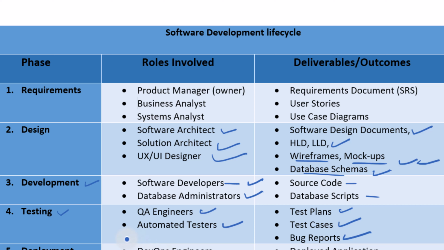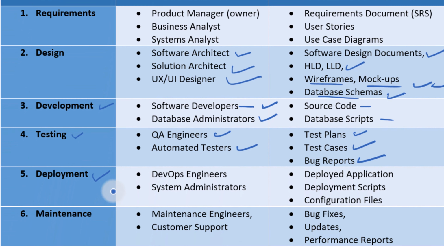Next, we have the deployment phase. DevOps engineers and system administrators are involved. Deliverables such as deployed applications, deployment scripts, and configuration files are included. In this phase, the software is released into the production environment, which makes it available for end users.